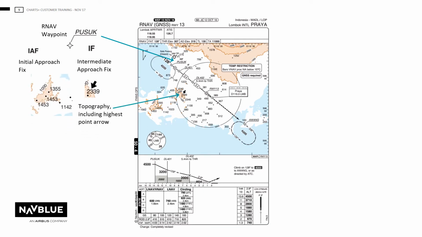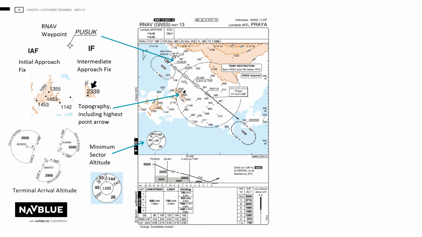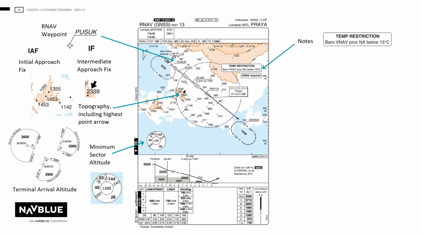Here we can see an example of how NavBlue show the topography, including the highest point arrow, which is shown here as a black arrow. The minimum sector altitude, preferably shown in the right bottom corner of the plan view. The TAA will replace the minimum sector altitude if both are published. Any notes to be published?